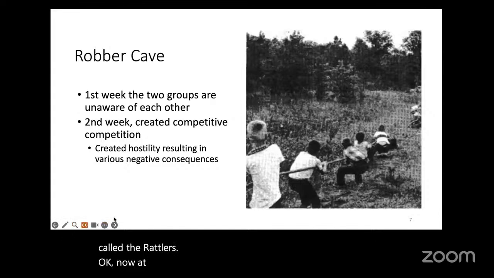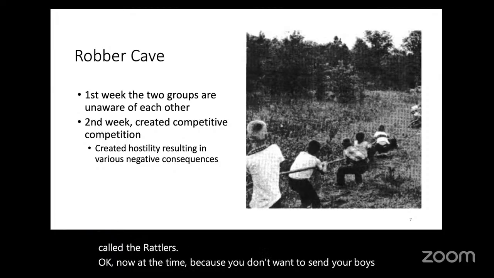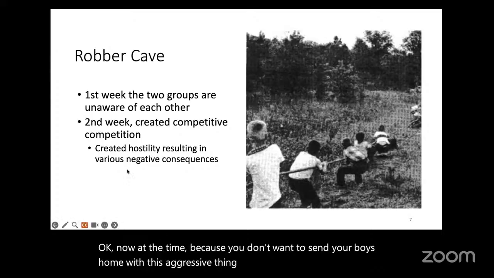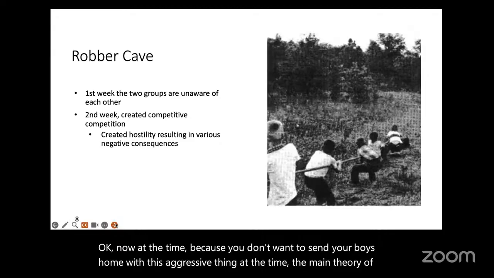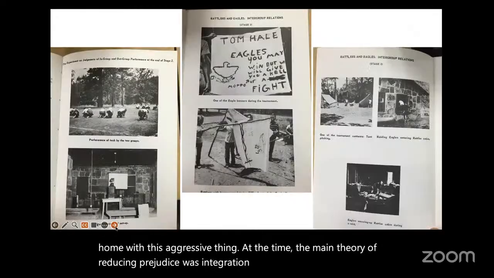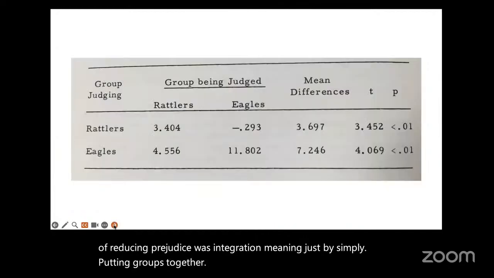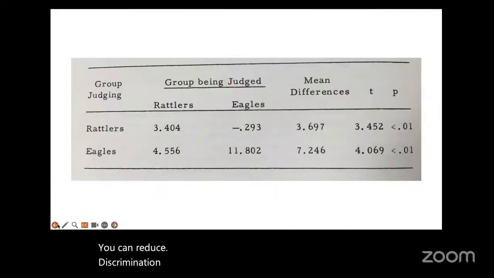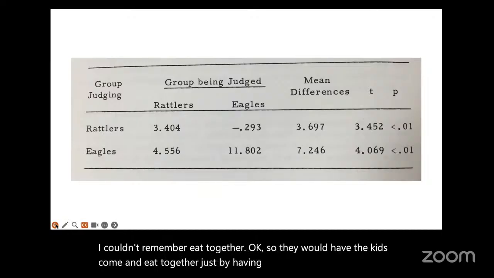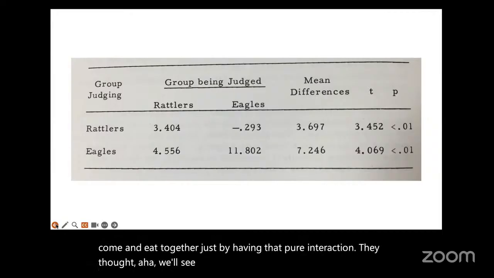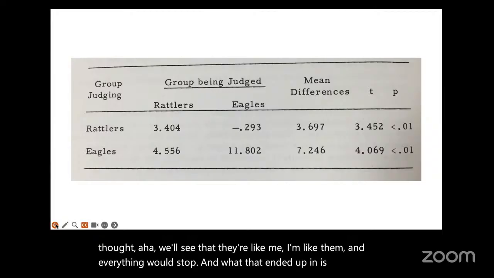Now, at the time, because you don't want to send your boys home with this aggressive thing, the main theory of reducing prejudice was integration, meaning just by simply putting groups together, you can reduce discrimination. So the first thing they did was, I couldn't remember, eat together. Okay. So they would have the kids come and eat together just by having that pure interaction. They thought, aha, we'll see that they're like me, I'm like them, and everything would stop. And what that ended up in is food fights and in some cases fist fights.